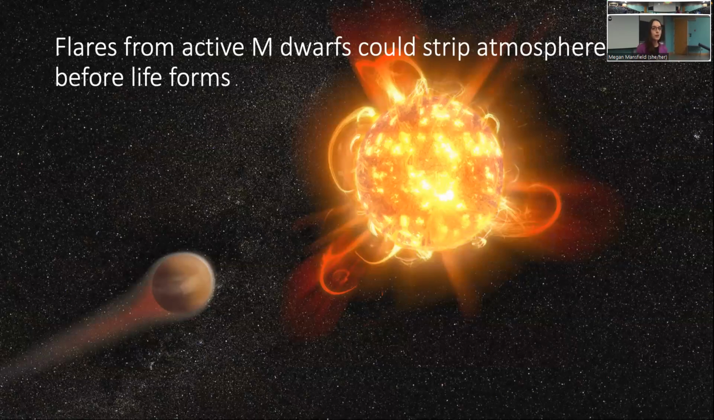And in particular, one I'm going to focus on today is whether M dwarf terrestrial planets could hold on to atmospheres for long enough for life to develop at all. So M dwarfs are much more active than sun-like stars, particularly at younger ages. And it's possible that the high energy flares from M dwarfs could completely strip atmospheres off altogether before life has a chance to develop on these planets. So kind of the first order question I'm interested in answering with JWST is whether terrestrial planets around M dwarfs can hold on to atmospheres at all for geologic timescales.